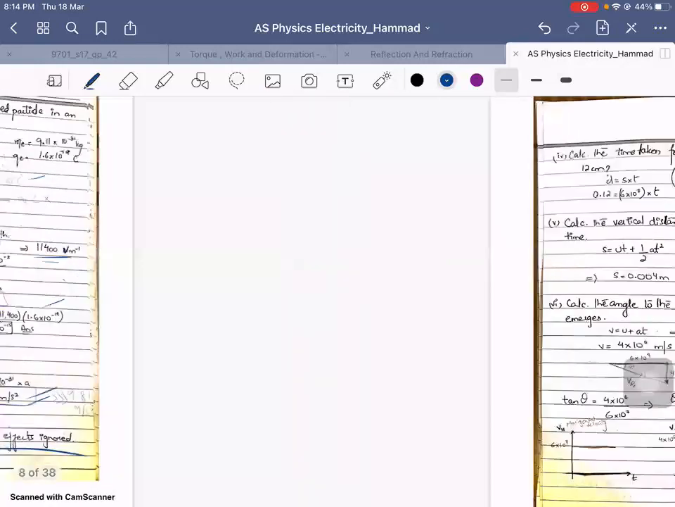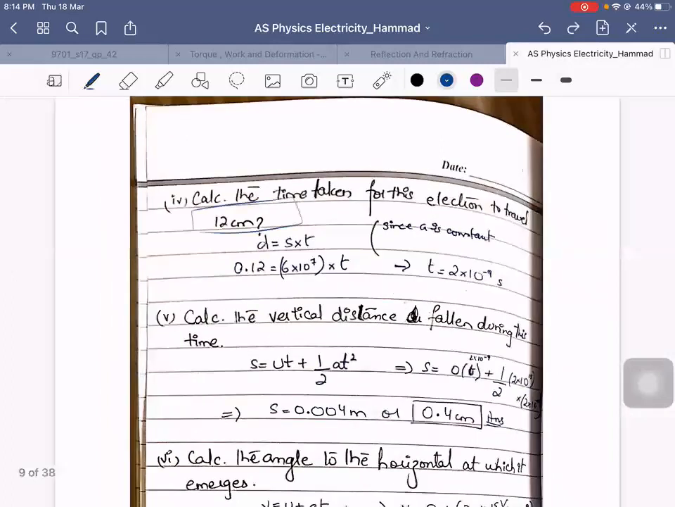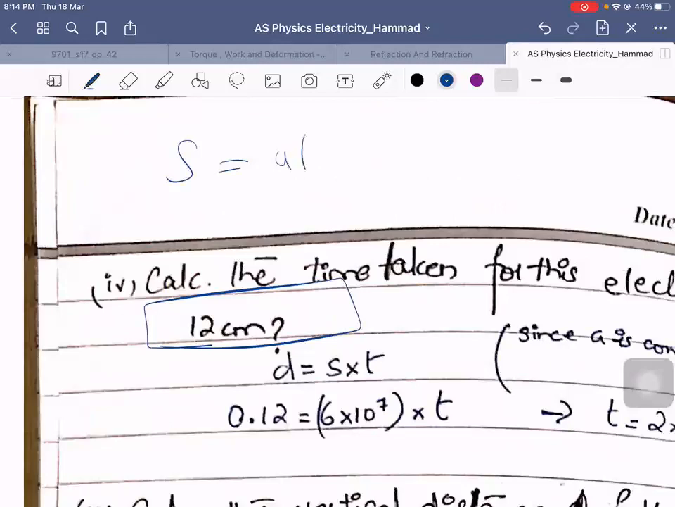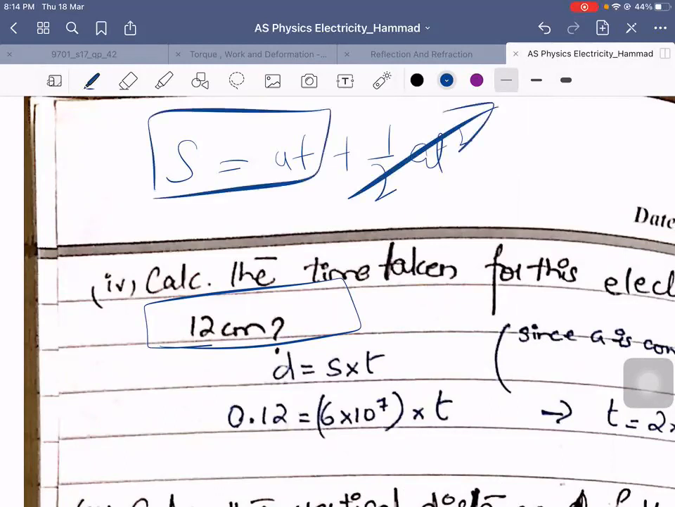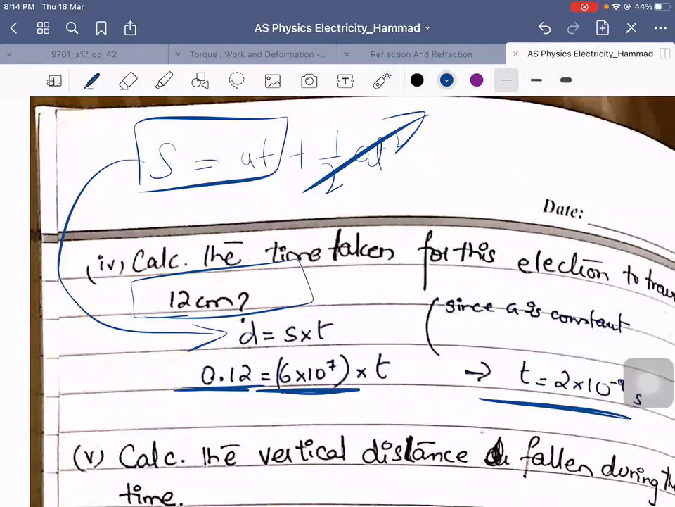Moving forward, they will ask you to calculate the time taken for this electron to travel 12 centimeters. Now, 12 centimeters was the horizontal distance. In the horizontal direction, there is no acceleration. So s is equal to ut, meaning this is your speed equals distance upon time formula. You simply plug in the values: 12 centimeters was your distance, the initial horizontal velocity was 6 × 10^7, and time can be worked out as 2 × 10^-9 seconds.